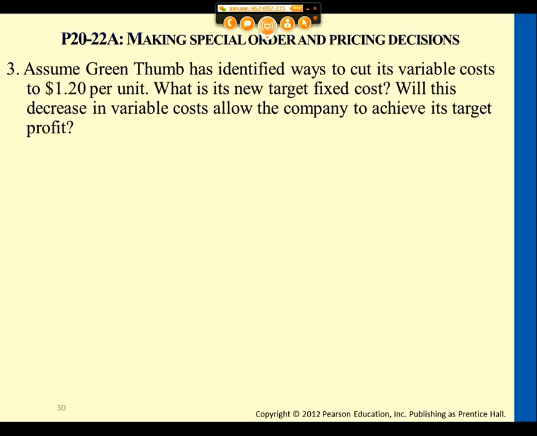So we want to cut variable cost to 1.2 per unit. What is its new target fixed cost? And will this decrease in variable cost allow the company to achieve its target profit or not? What was the number again? Your target full cost is 1,212,000.